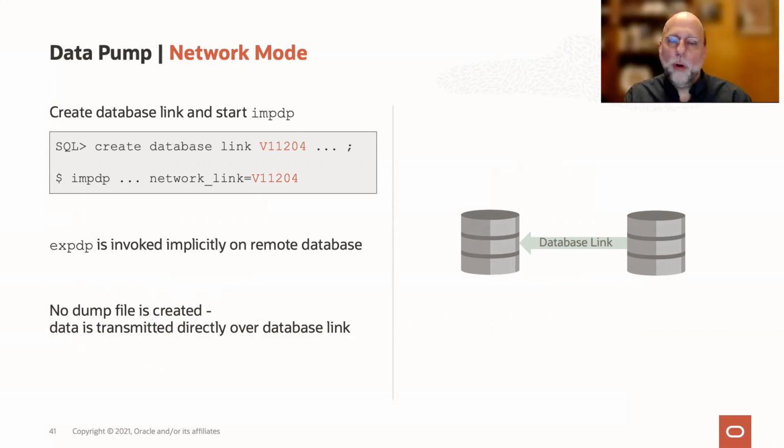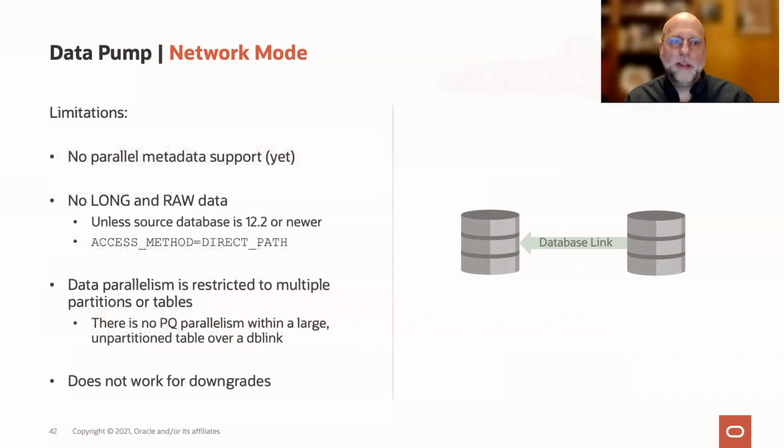When you import over a DB link, what we're doing is a simultaneous export from the source and import into the target. And that's why, as I mentioned earlier, that's why we don't have parallel metadata yet, because we're just grabbing individual objects and immediately importing them into the target system. Import over a DB link is fully restartable, just like any other data pump job, but there are some differences.